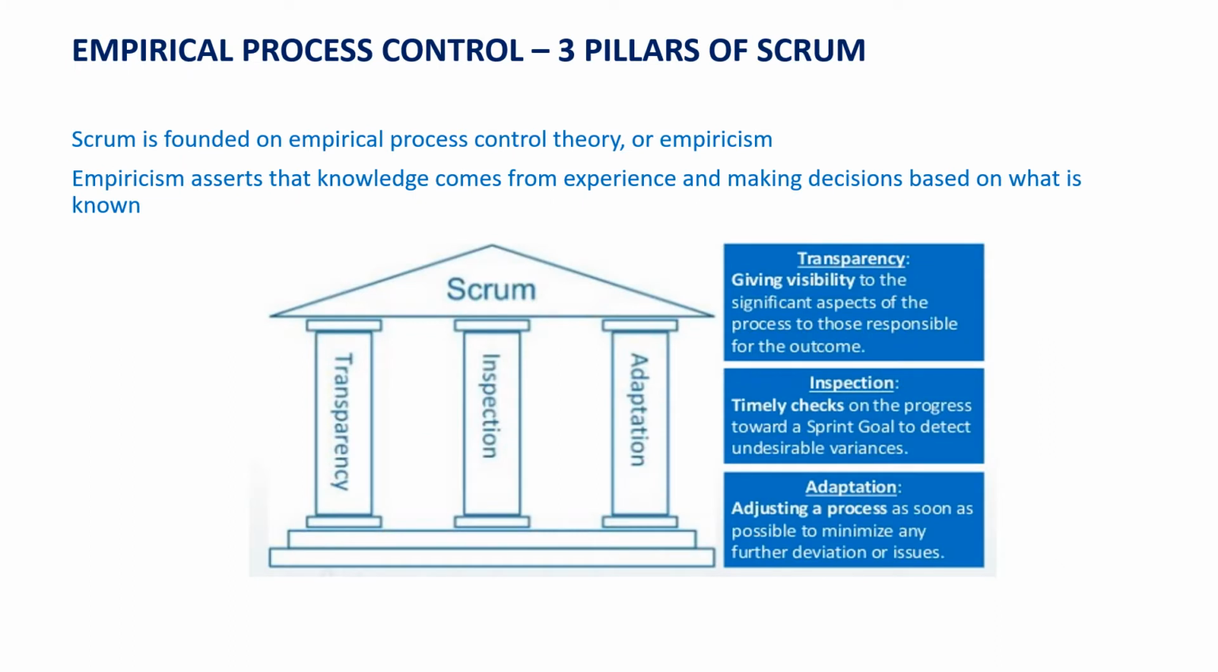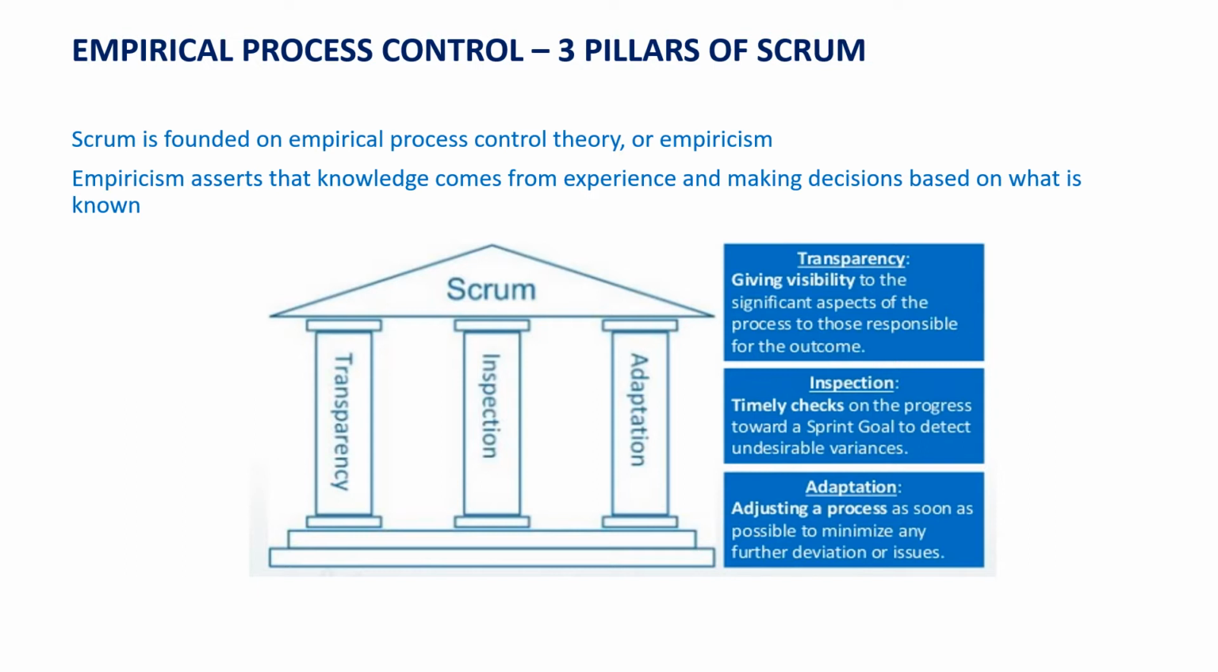Scrum is founded on the empirical process, or empiricism. So empiricism basically asserts that knowledge comes from experience and making decisions based upon what is known to you. So the three pillars are transparency, inspection, and adaptation.